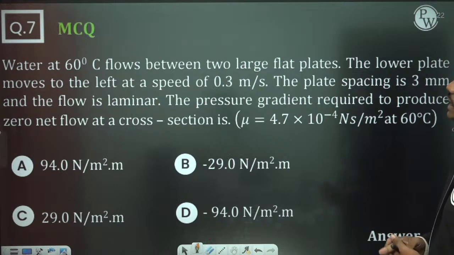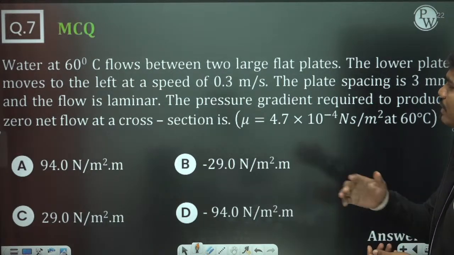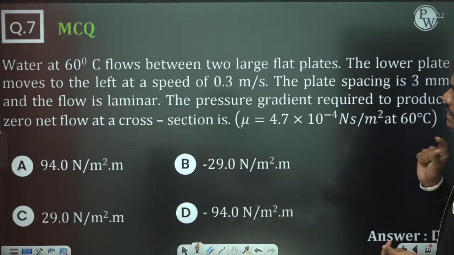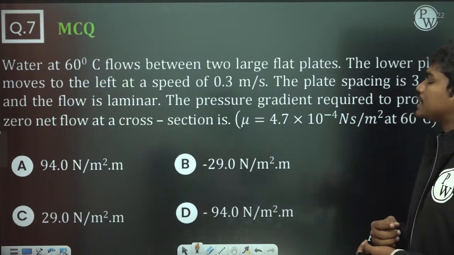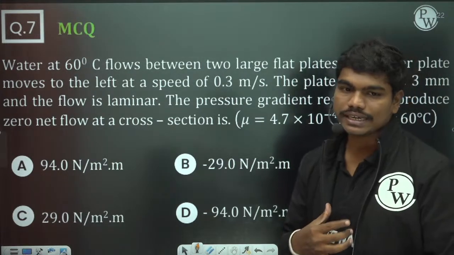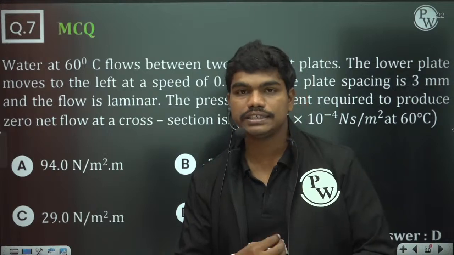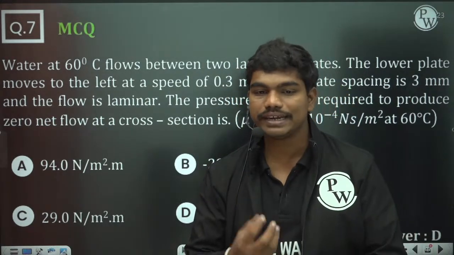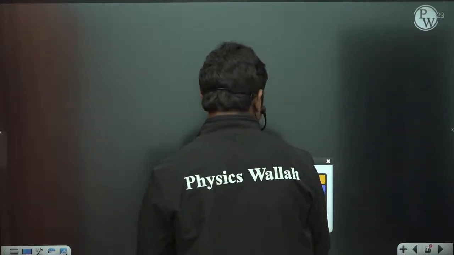Water at 60 degrees Celsius flows between two large flat plates. The lower plate moves to the left at a speed of 0.3 meters per second, and the upper plate is fixed. The plate spacing is 3 mm and the flow is laminar, of course. The pressure gradient required to produce a zero net flow at a cross section is dash. So at any given cross section, you have to look at a zero net flow. When we talk about laminar flows, meaning internal viscous flows, I have given you this expression. So let us suppose you have two plates.